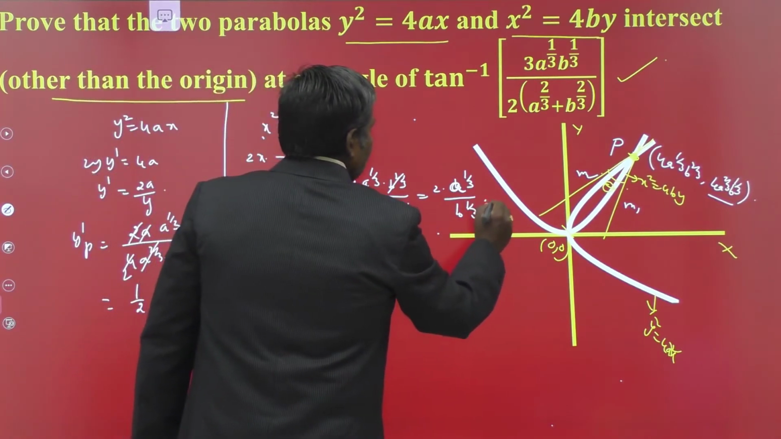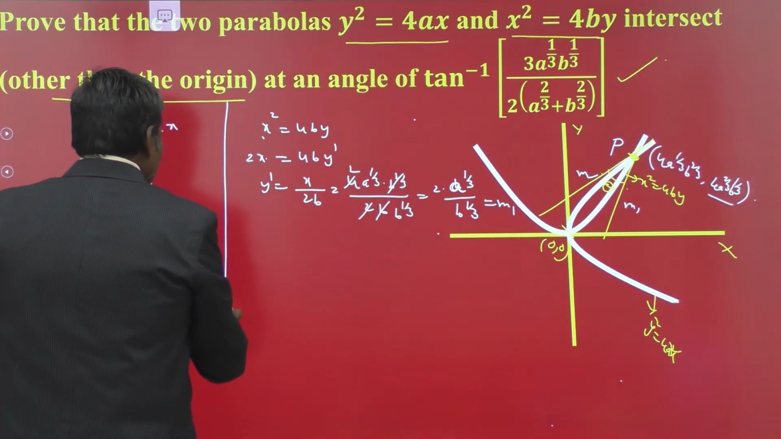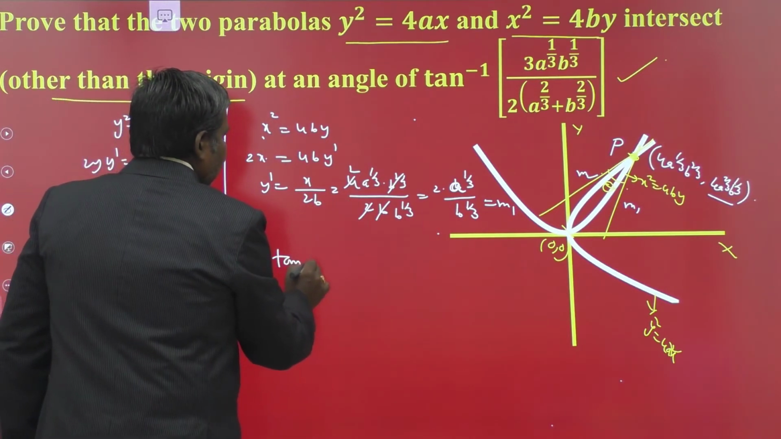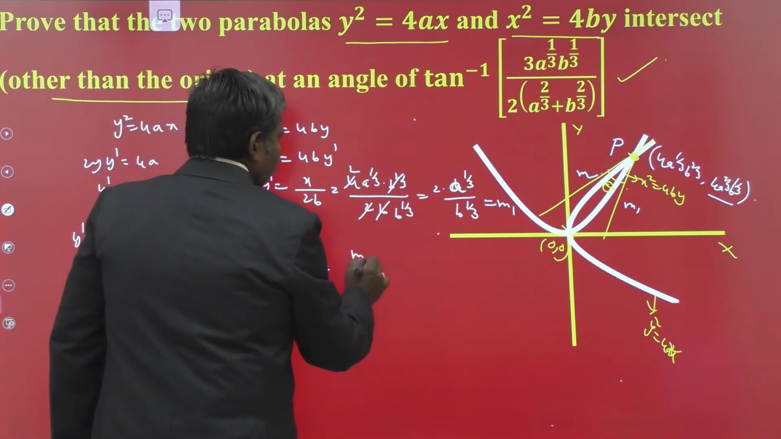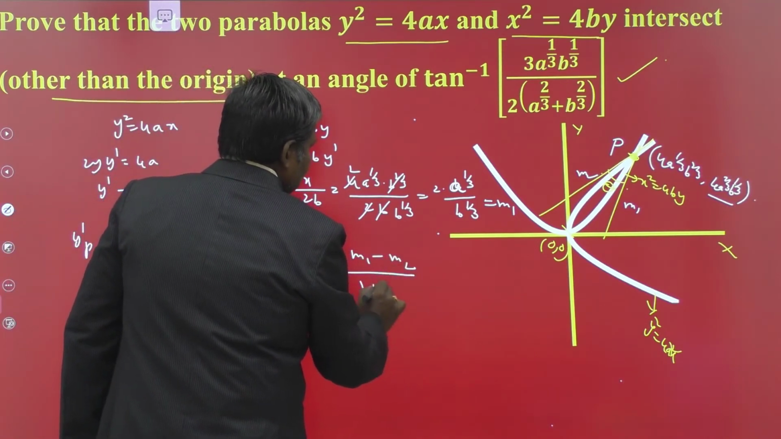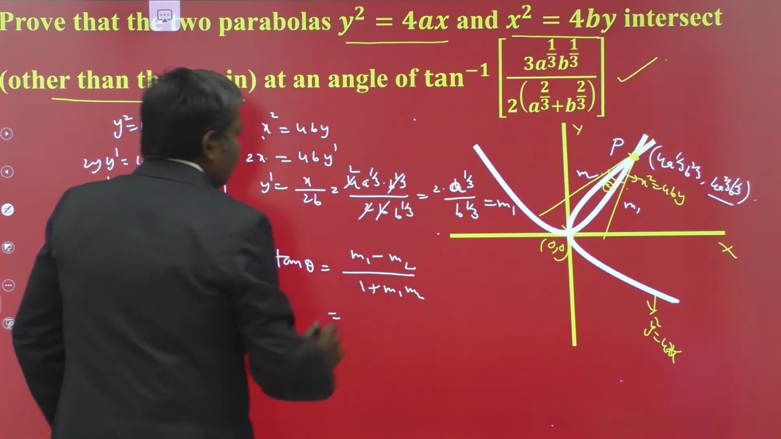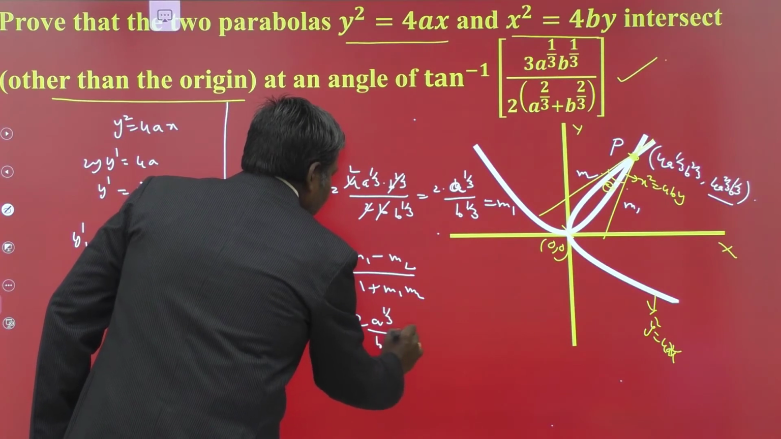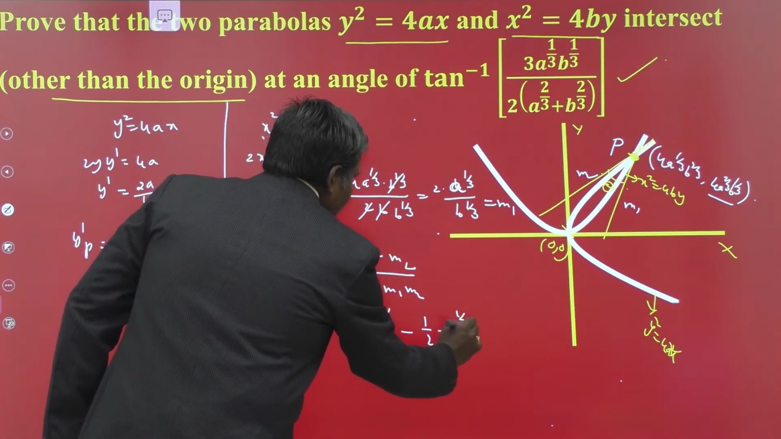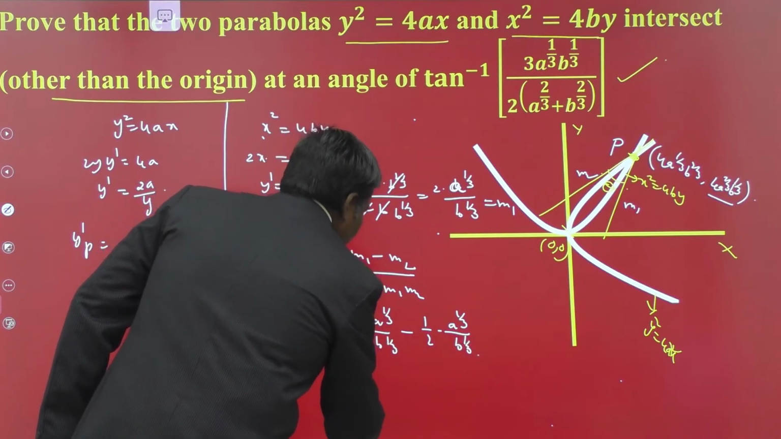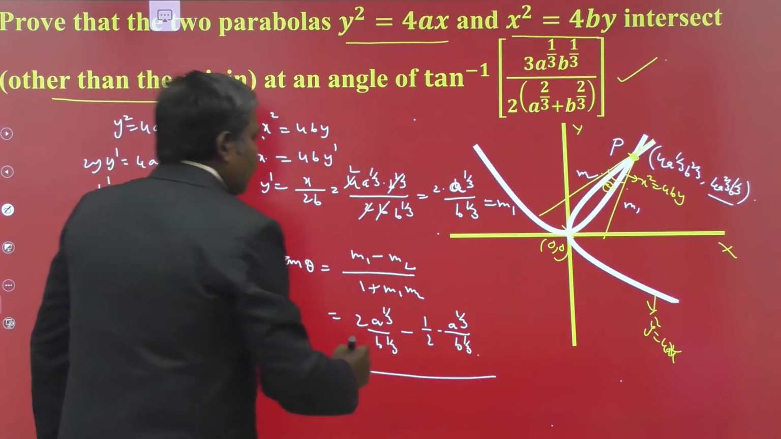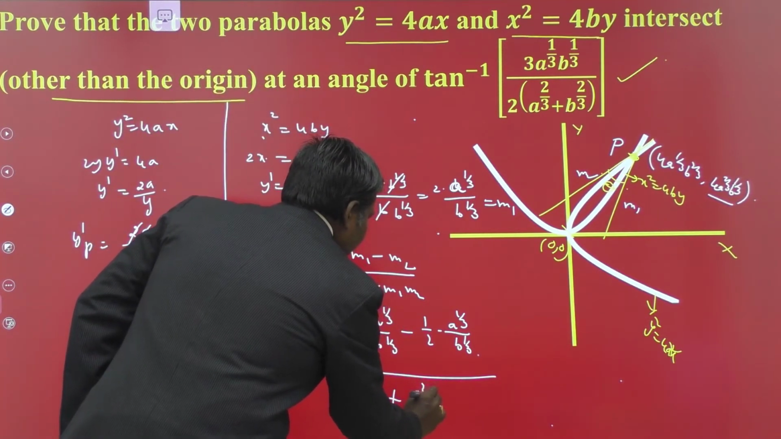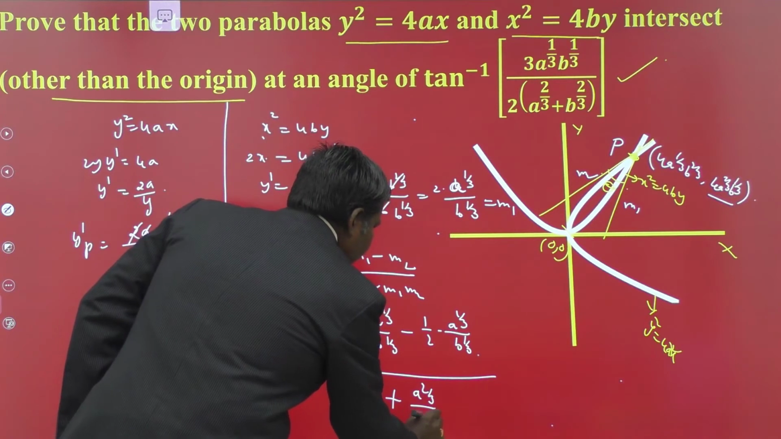Suppose this is m1, say, and if it is m2, you can find tan theta. Tan theta is nothing but m1 minus m2 by 1 plus m1 m2. What is m1? 2 times a power 1 by 3 by b power 1 by 3, minus 1 by 2 times a power 1 by 3 by b power 1 by 3, whole divided by 1 plus m1 m2. 2 into 1 by 2 is 1. It is nothing but a power 2 by 3 by b power 2 by 3.